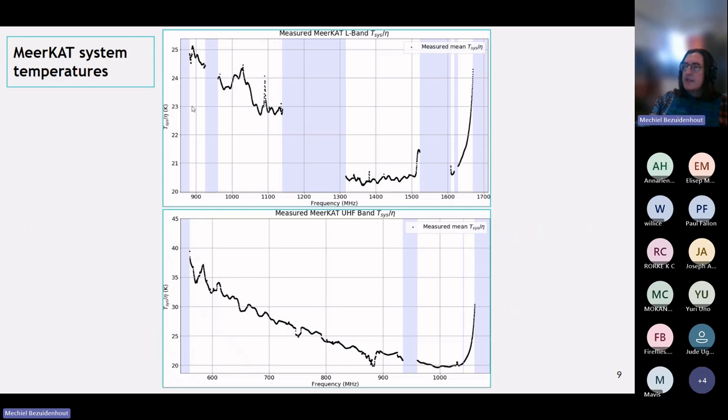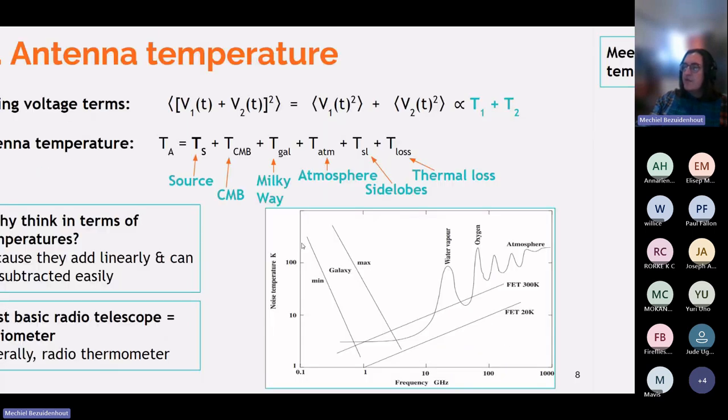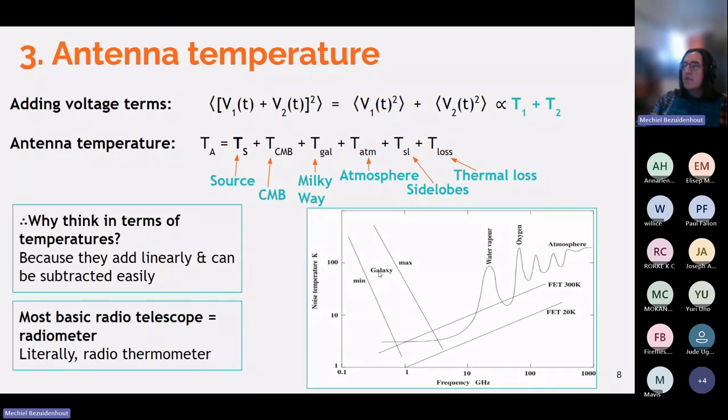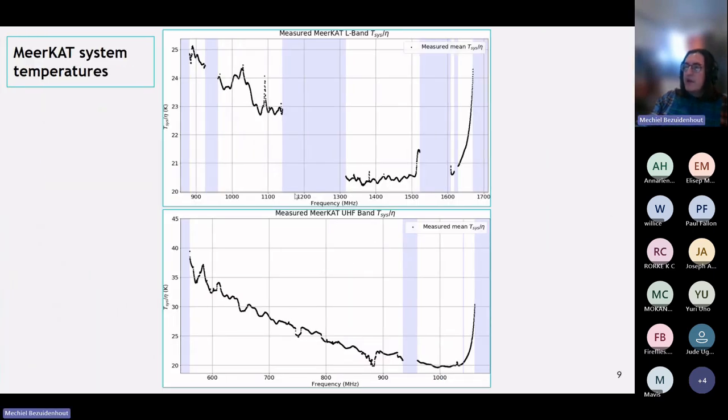These are measurements of the system temperature for MeerKAT at different frequencies, for the L band at the top and the UHF band at the bottom. And you can see at the L band, we're in the range of about 20 Kelvin to 25 Kelvin. So that's very, very cold, right? That's about negative 250 degrees Celsius. In the UHF band, we get a bit hotter. It goes up to 40 Kelvin. And that is because the contribution from the Milky Way increases as we go to low frequencies. But that's still very, very cold, right?